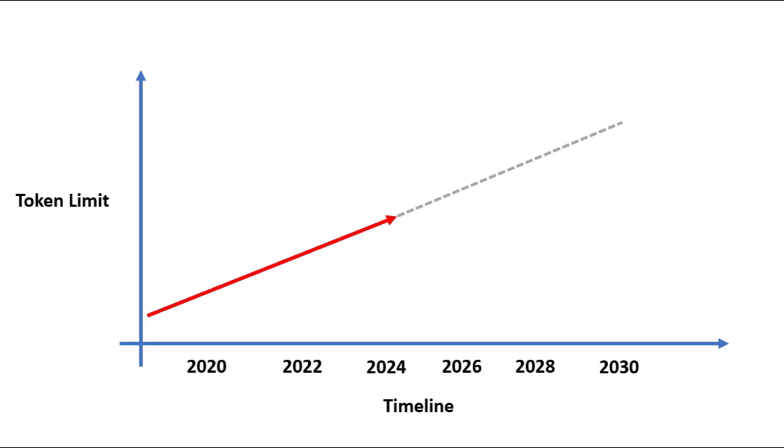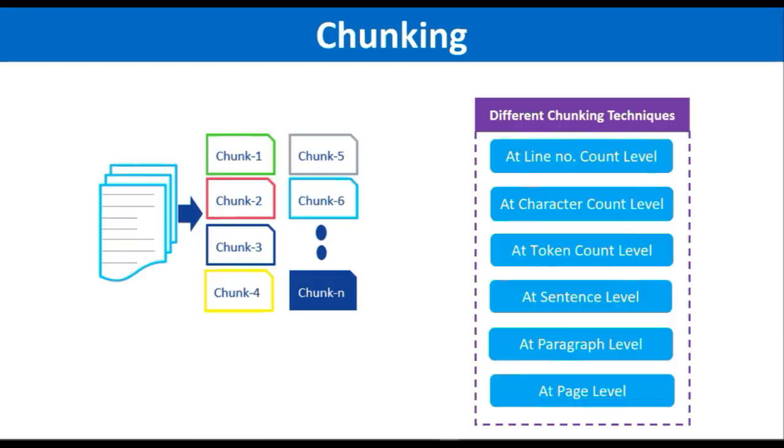The model can retrieve and process the most relevant chunks to generate accurate and contextually rich responses. In summary, while token limits are increasing, chunking will always remain a vital pre-processing step to make RAG systems scalable and efficient. So let's talk about chunking now.